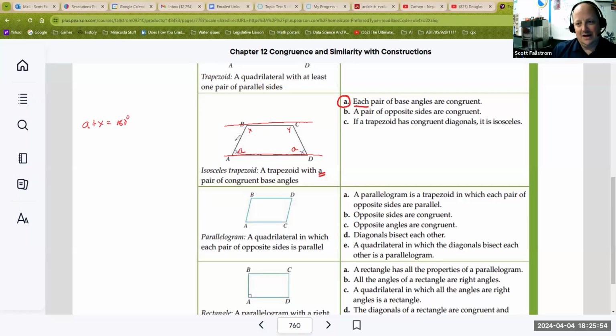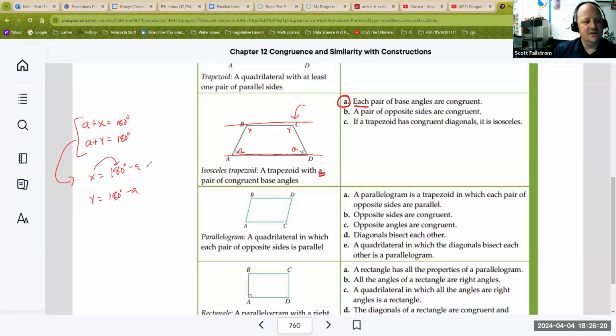Angles on the same side of the transversal will sum to 180 degrees if and only if the lines are parallel. Then look on this other side over here, and we see that A plus Y equals 180 degrees. And once again, you could bring the A to the other side, and this tells you X is 180 degrees minus A, Y equals 180 degrees minus A.